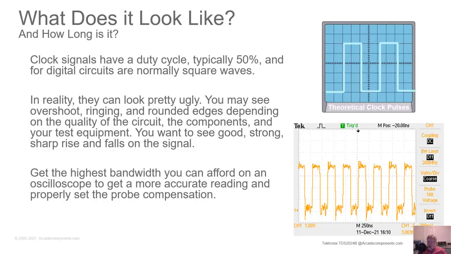You may see some rounded edging, and that's going to depend on the quality of the circuit and the components, but also on your test equipment. When you're dealing with an oscilloscope to view these, you want to make sure that your oscilloscope has at least 2x the bandwidth of the highest frequency that you're measuring, preferably more. The higher the bandwidth, the more accurate the representation of that signal shown on the screen. So get the highest bandwidth you can afford.